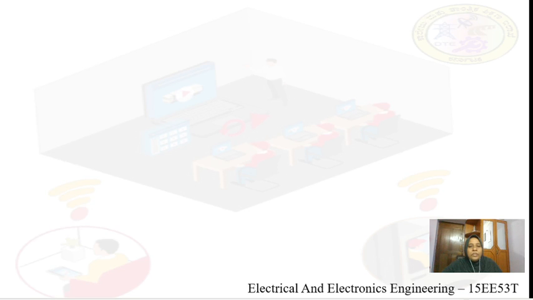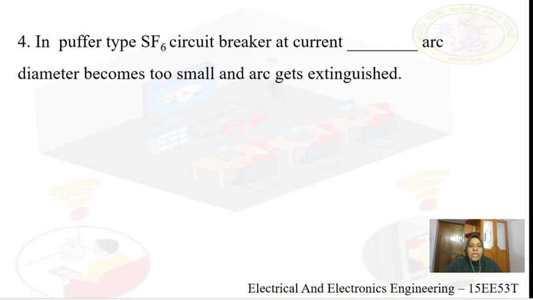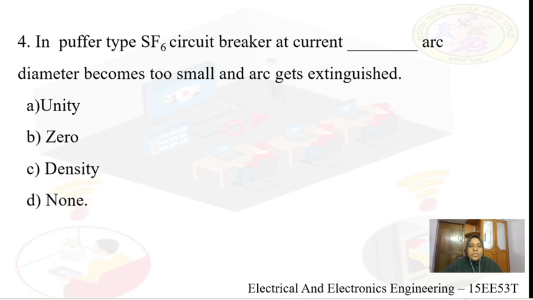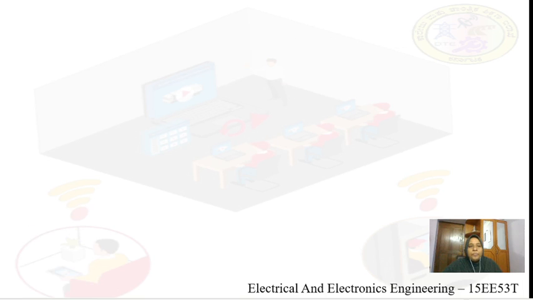Coming to the fourth one. In a puffer type SF6 circuit breaker, at current dash, arc diameter becomes too small and the arc gets extinguished. Option A, unity. Option B, 0. Option C, density. Option D, none. So we know that when the current is coming near to the natural current 0, the arc gets extinguished. So your answer is B, 0.